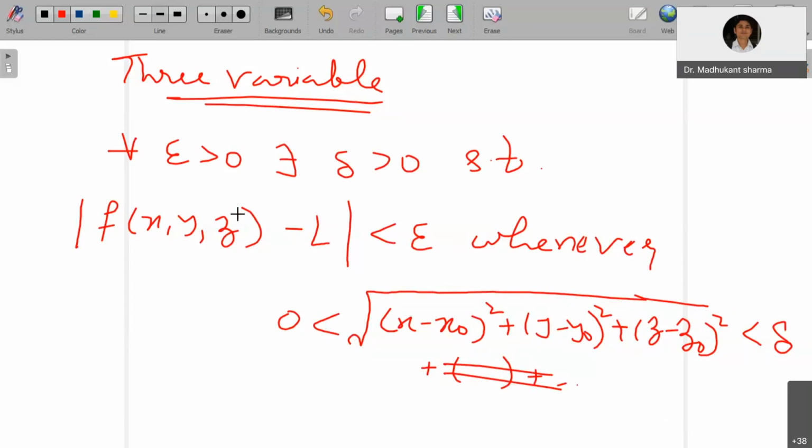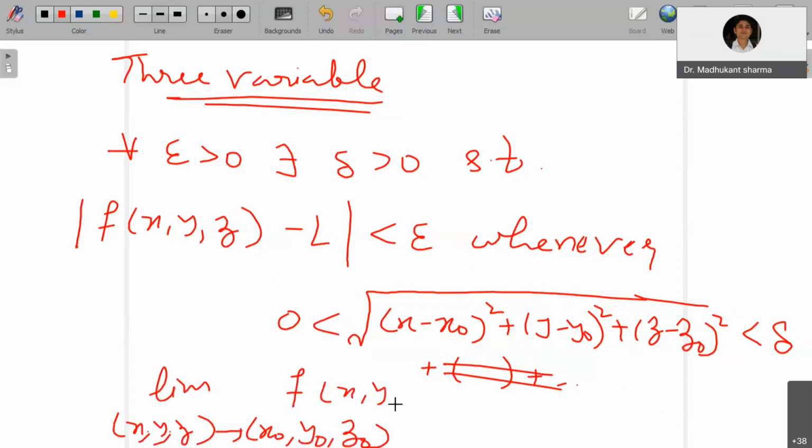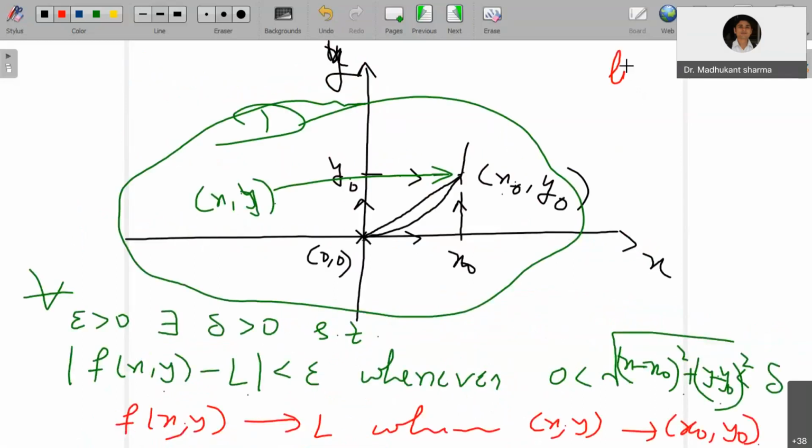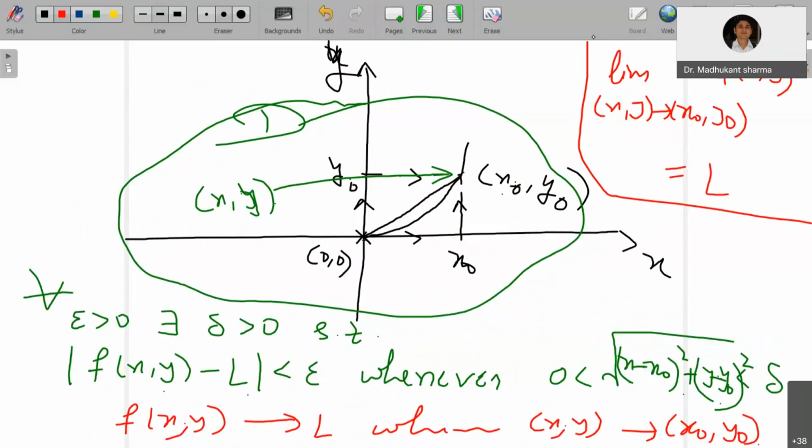Whenever this happens, you can write the limit as x comma y comma z approaches x naught, y naught, z naught of f of x comma y comma z is equal to L. Similarly, for the two variable case, you will write the limit as x comma y tends to x naught comma y naught of f of x comma y is equal to L. Symbolically, or mathematically, you can say it this way.